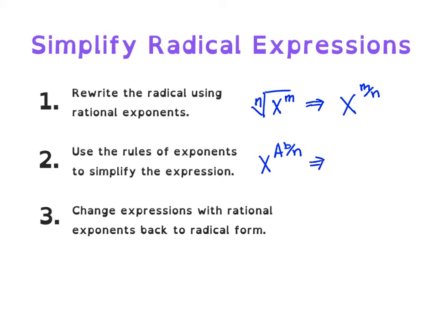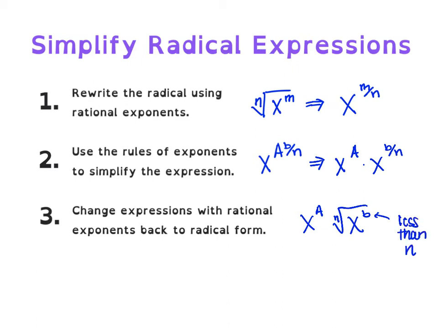And my rule of exponents said that if I had both of those things, the whole part and the fraction part, I could separate them into x to the a power and x to the b over n power. If I change the rational exponent back to radical form, that leaves me with x to the a and then the nth root of x to the b power. The key part: b is always going to be less than n or it's not simplified.